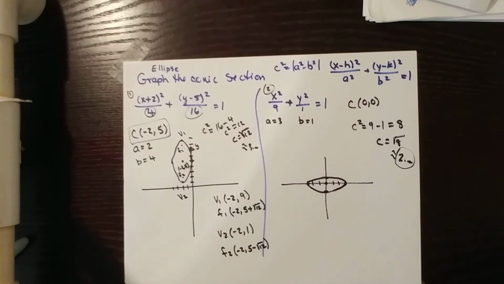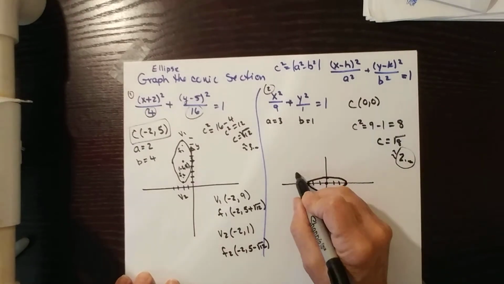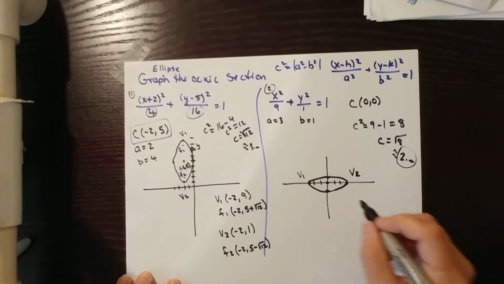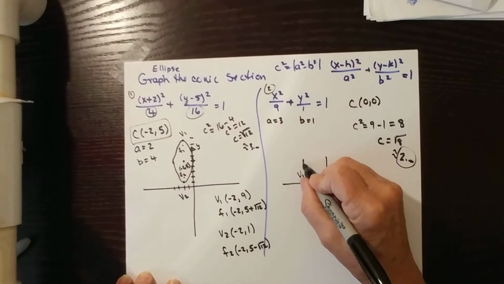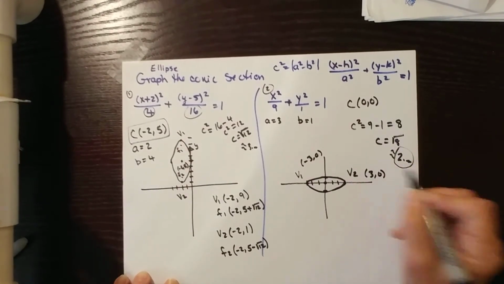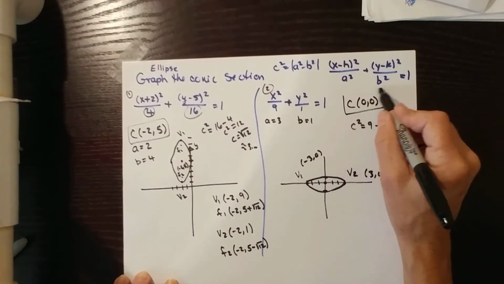How do we decide which points get the important labels V1, V2? The longer axis is where you put these. So the longer axis is horizontal this time. That's my V1 and that's my V2. That's how I decide. The coordinates for V1 is negative 3, 0. For V2 is 3, 0. The center is 0, 0.